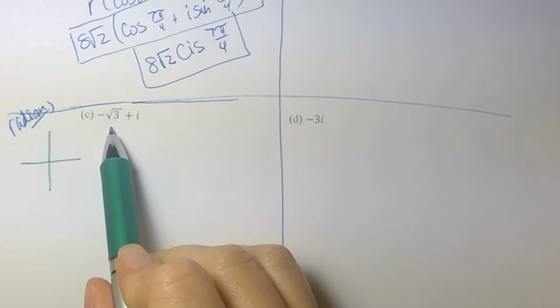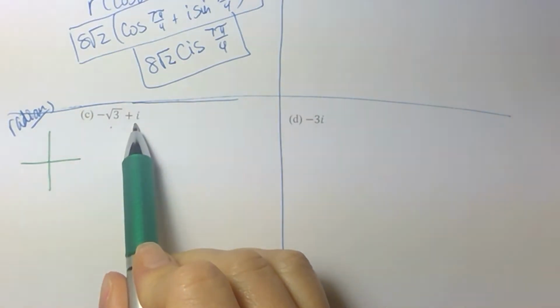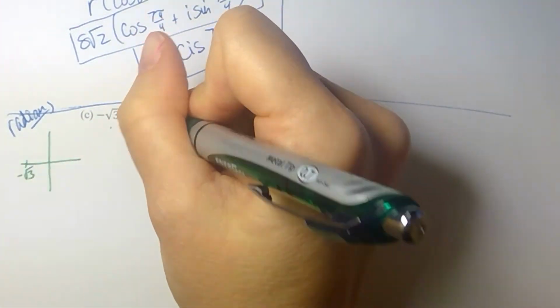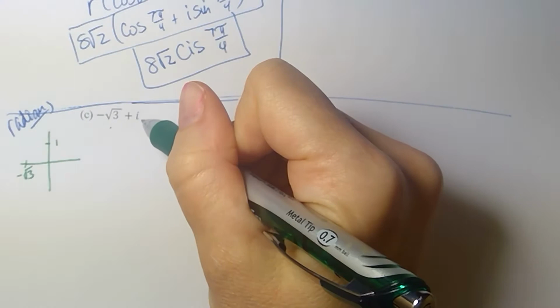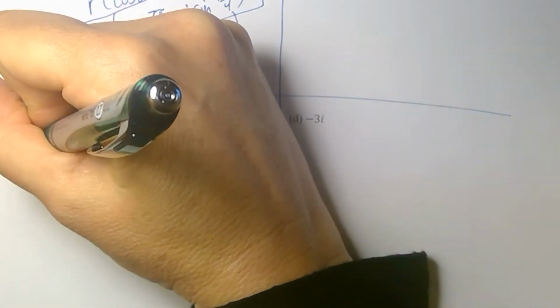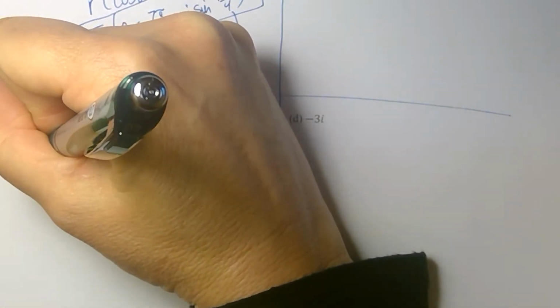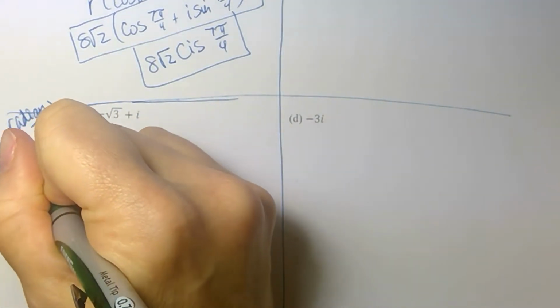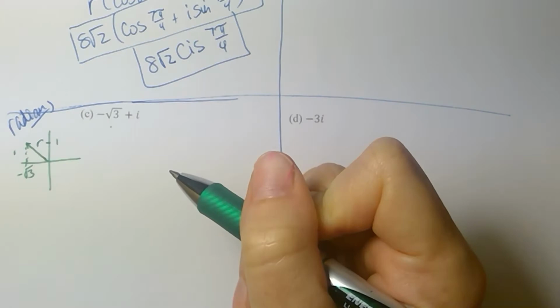This time I'm moving to the left and up, so I'm going to be in quadrant 2. I'm going to move to the left, negative square root 3, and I'm going to move up 1 because the coefficient here is a positive 1. So that my vector ends up right there. So x is negative square root 3, y is 1, and I'm looking for r.